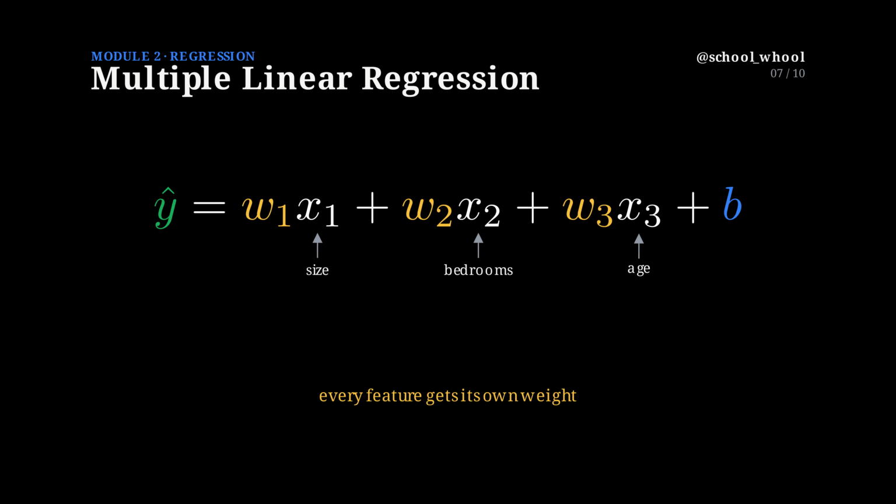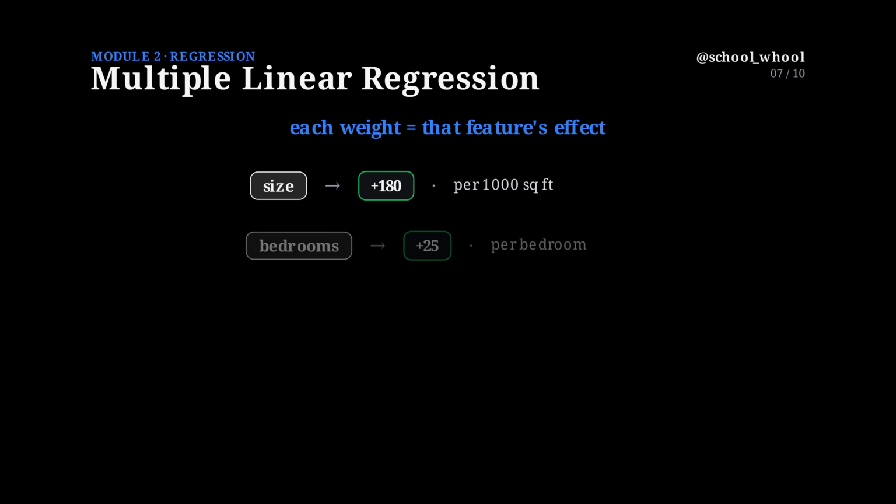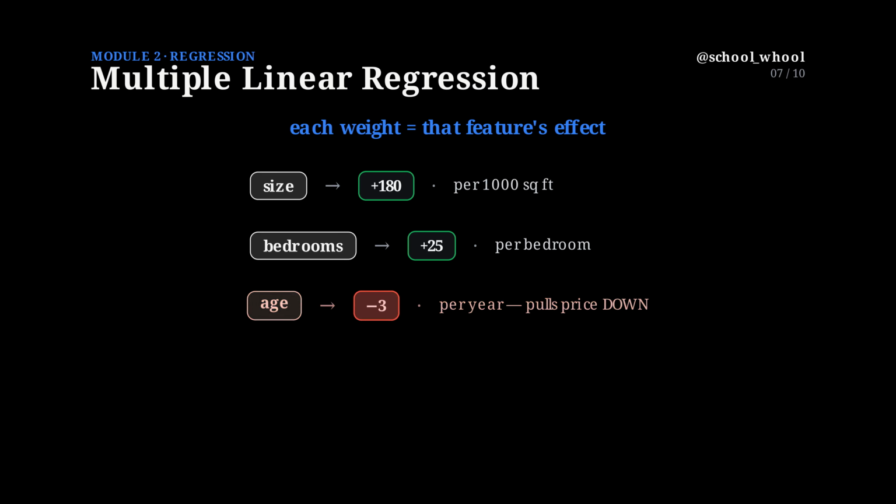Every feature gets its own weight, its own dial. Each weight tells you how much that one feature moves the price, holding the others still. More size, more money. More bedrooms, more money. But look at age. Its weight is negative. Older houses are worth a little less, so that feature pulls the price down.